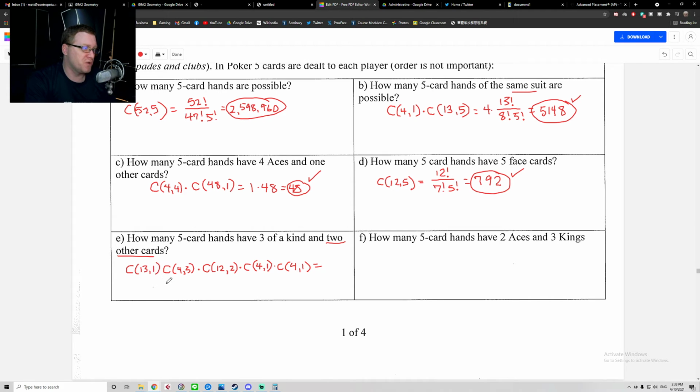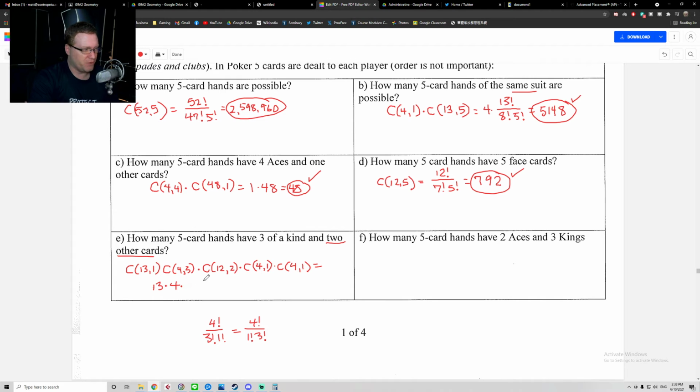Well, 13 choose 1 is 13. Times 4 choose 3. Well, 4 choose 3 is, if you think about it, the same as 4 choose 1, right? Because 4 choose 1 is this, and then 4 choose 3 is this: 4 factorial over 1 factorial times 3 factorial. But they're the same, right? This is 3 factorial times 1 factorial. This is 1 factorial times 3 factorial. They're the same. All right? So 4 choose 3 is the same as 4 choose 1. So we know it's going to be 4.